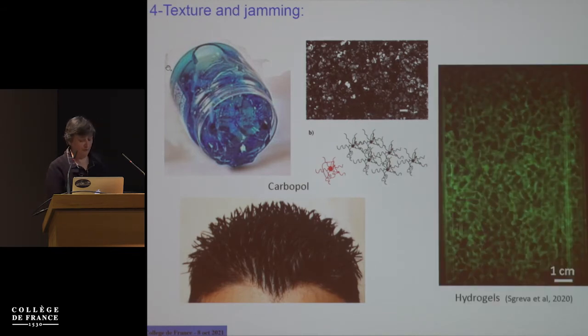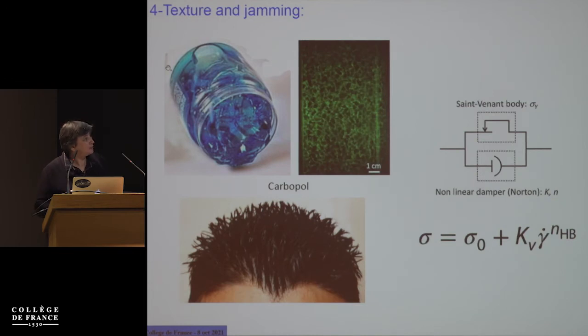You can have also the same thing with hydrogel grains, this time on the millimeter scale, and you still have a yield stress, a critical stress, above which you have motion, but under which you only have elastic deformation. So in engineering, this kind of material is represented by the in parallel combination of a purely elastic rigid body and a nonlinear flowing liquid.